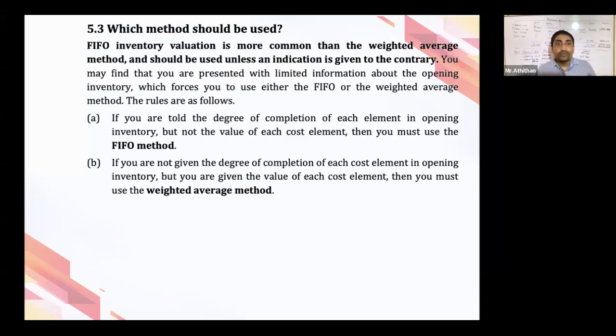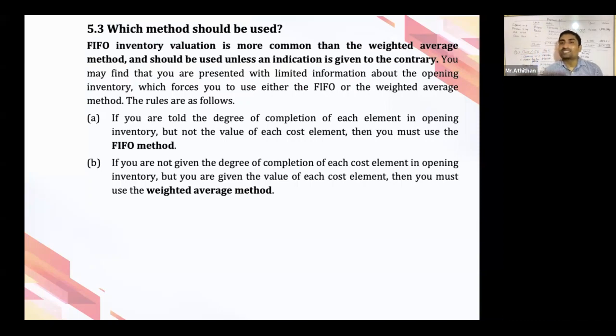Right, okay. You may find that you are presented with limited information about the opening inventory which forces you to use either FIFO or weighted average method, right? உங்களுக்கு தரப்பட்ட இன்ஃபர்மேஷனை வச்சுக்கொண்டு நீங்க எந்த மெத்தடை யூஸ் பண்றேன்னு டிசைட் பண்ண முடியல. You are unable to decide based on the information given in your exam paper. What to do? The rules. Number 1, okay. If you are told the degree of completion of each element in opening inventory, but not the value of each cost element, then you must use the FIFO, right?